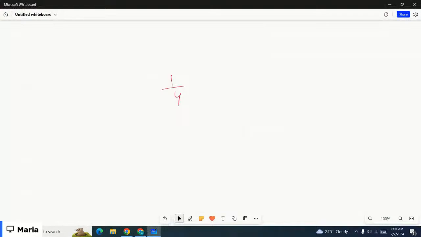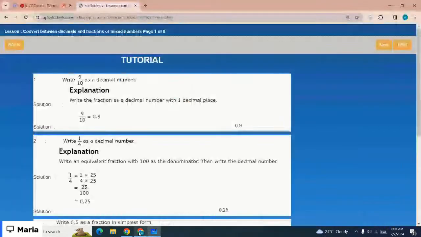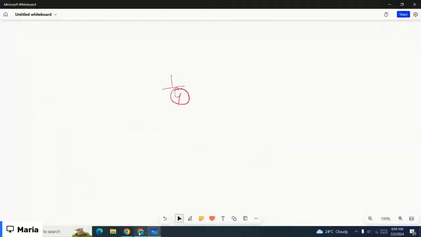What you have to do is make the denominator 100. 4 times 25 is 100, so just multiply the fraction by 25. So 25 times 1 is 25 and 25 times 4 is 100. So when you divide 25 by 100, that is 0.25. The correct option is 0.25. Got it?